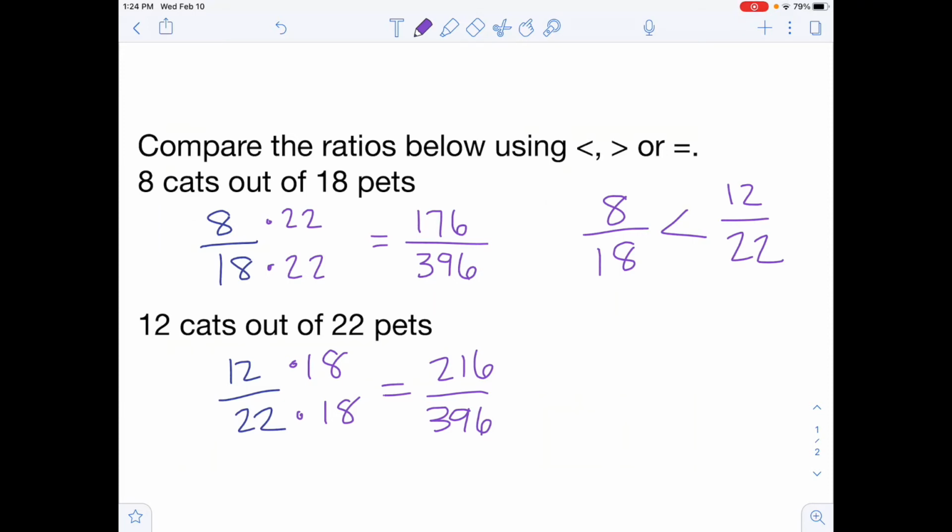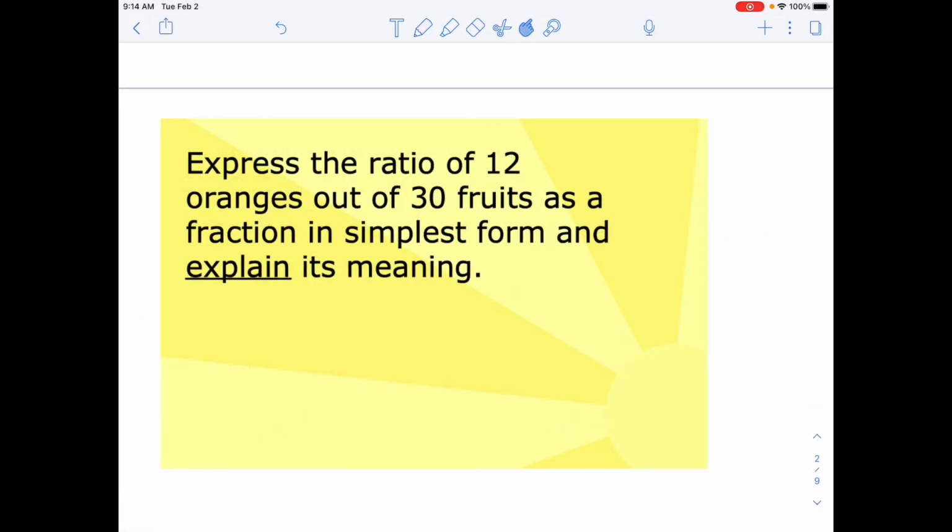two numerators. Express the ratio of 12 oranges out of 30 fruits as a fraction in simplest form and then explain its meaning. So here it tells us to write the ratio. We know 2 things about ratios. They have no labels and they're simplified. So we have 12 oranges out of 30 fruits. I'm going to write this as 12 out of 30.